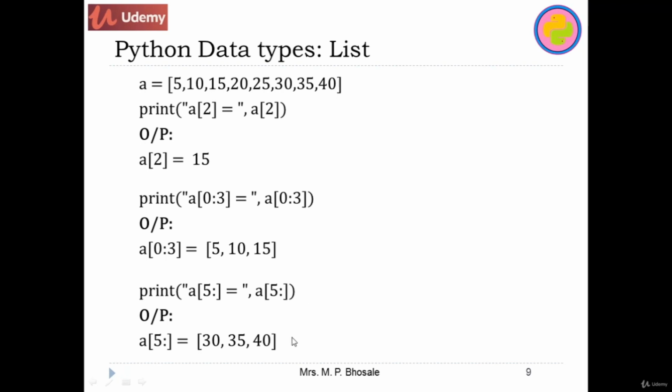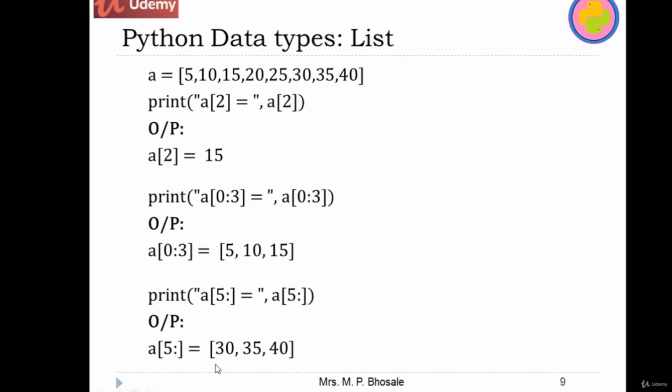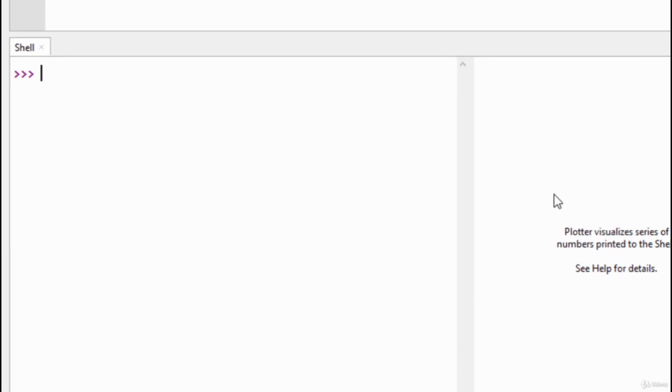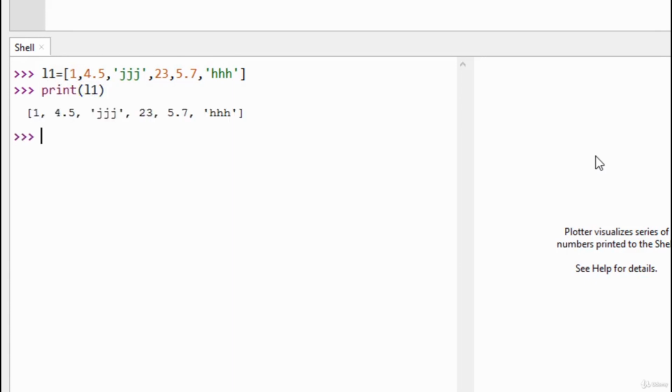Let us demonstrate this. Now here I am declaring the list, suppose L1 is equal to, in square brackets, suppose 1 comma 4.5 comma JJJ comma suppose 23 comma 5.7 comma HHH. So if I want to print L1, then I will just use print L1. It will print the whole list.